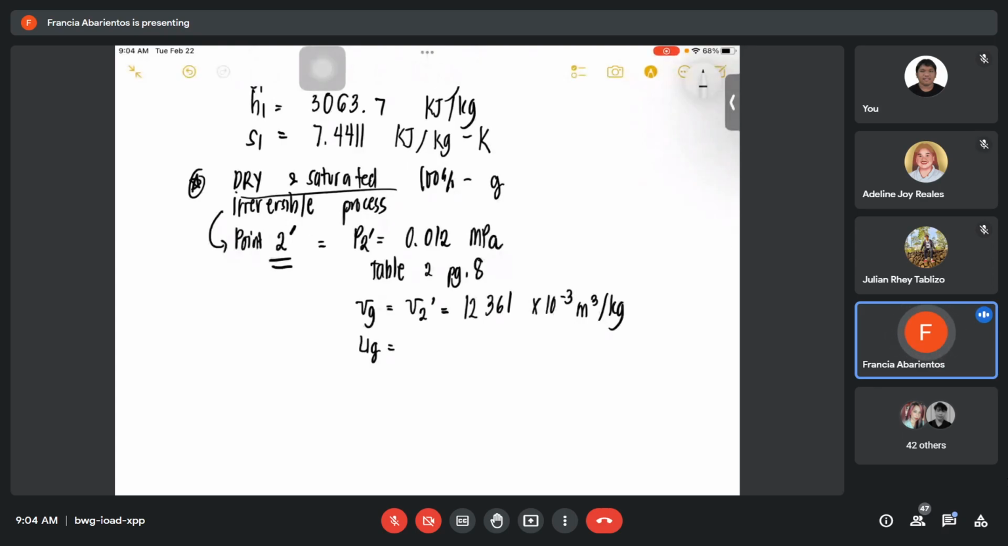And yung internal energy natin at dry and saturated, this is 0.12. So we have the internal energy at 0.2. This is equal to 2,442.7 kilojoule per kilogram. And yung enthalpy natin at 0.2 at irreversible process is equal to 2591.1 kilojoule per kilogram.